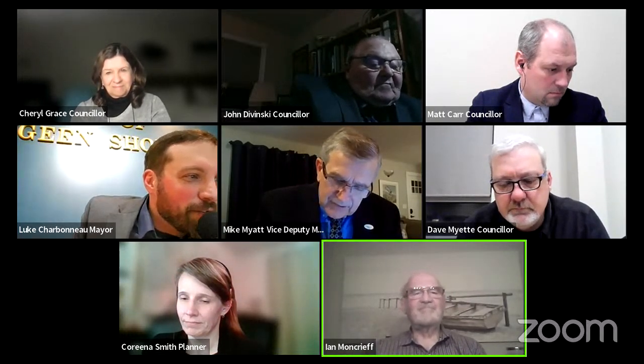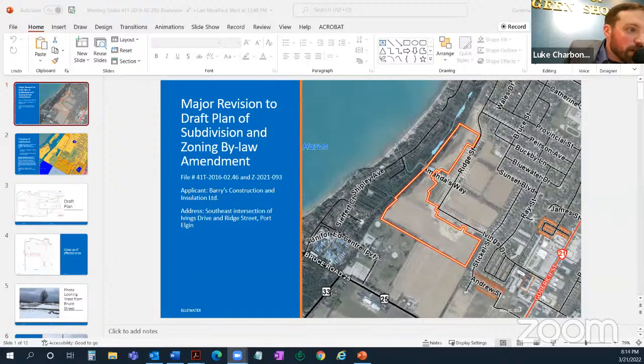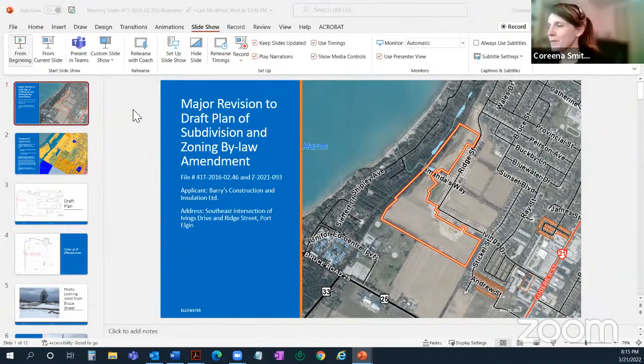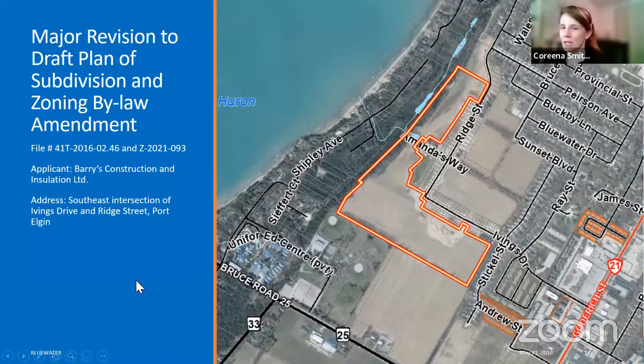So it's 41T 2016 2.46 and Z 2021-093 for Barry's Construction and Insulation Limited, Blue Water Subdivision, Ivings Drive, and Ridge Street. And we'll turn it over to our planner for the report. Thank you, through you, Mr. Mayor. So as indicated, this is an application for a draft plan of subdivision revision, as well as a zoning bylaw amendment. And that again is for Barry's Construction.